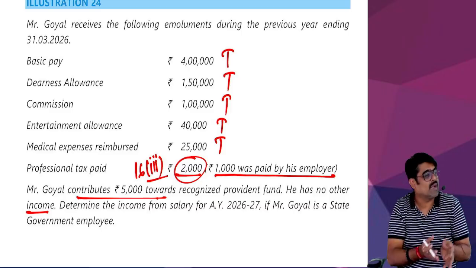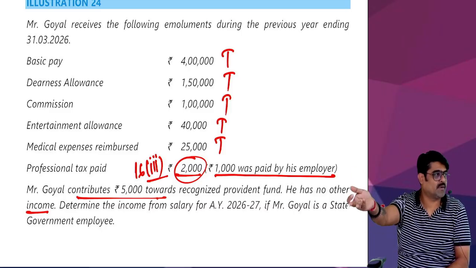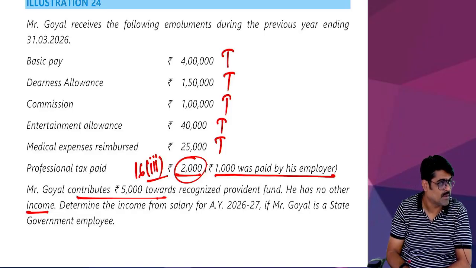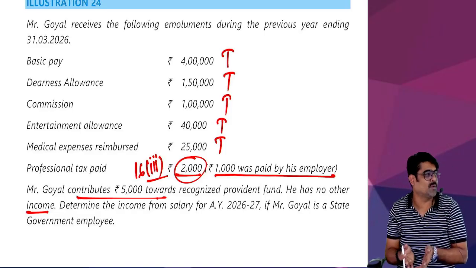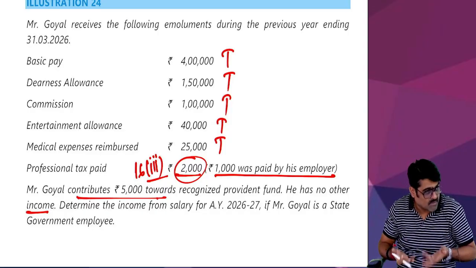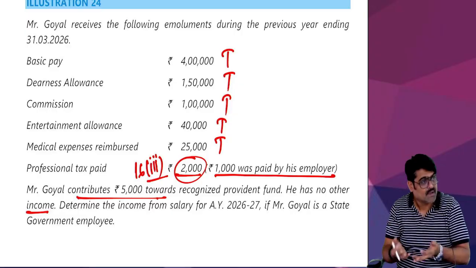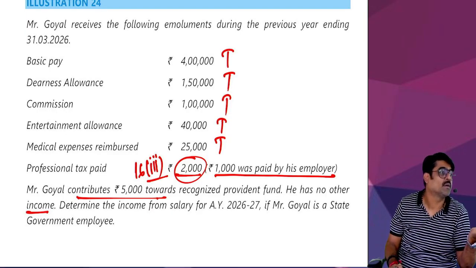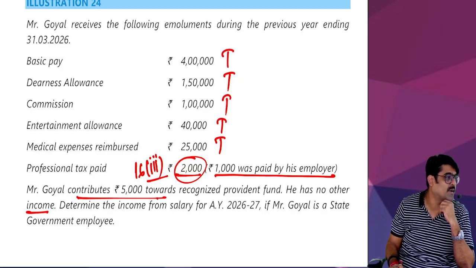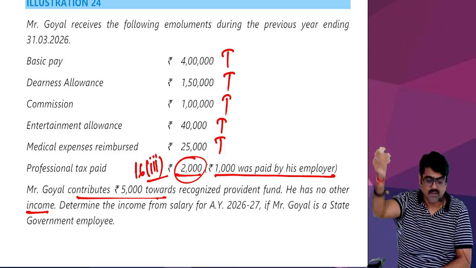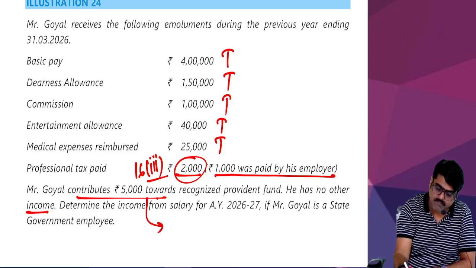So from your salary you are contributing to your provident fund. This is not income coming to you. This is an investment made by you, out of your salary. This is your investment in your provident fund. For that you get deduction under section 80C. So for this you are going to get deduction under 80C.